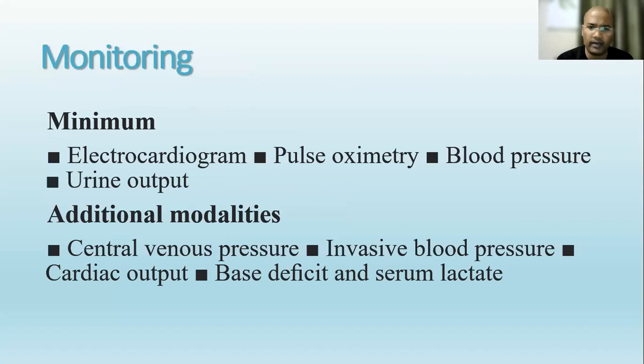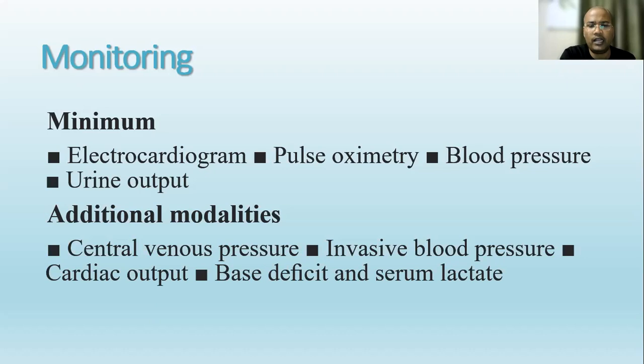There are so many things you have to monitor, but the minimal requirement of monitoring is the functioning of the heart, that is ECG, pulse oximeter to give the oxygen saturation, blood pressure, as well as urine output. These four are the minimum requirement. Four things you have to monitor minimally to control the shock conditions.